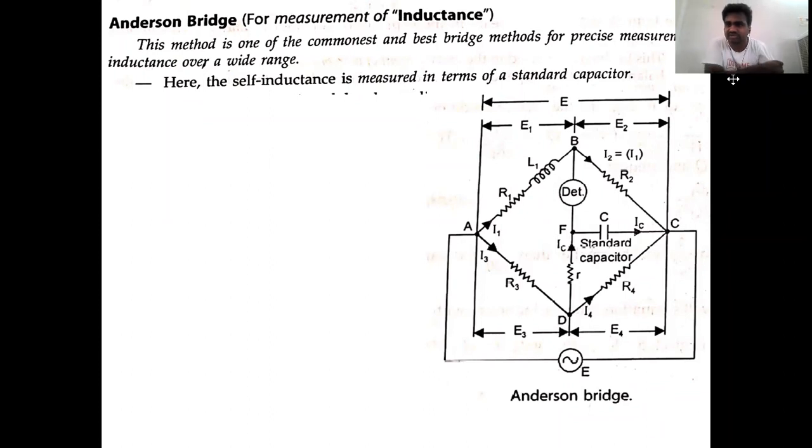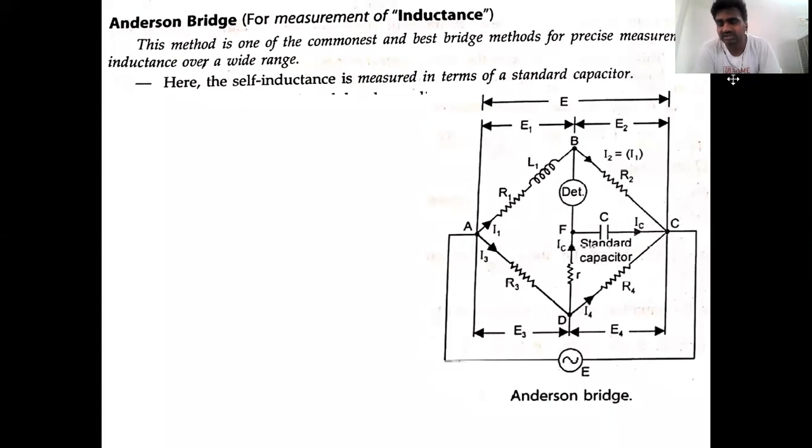There are various types of bridges. So what is the main objective of Anderson's bridge? It is one of the commonest and best bridges. How can we say it is the best? There is a drawback with respect to Maxwell's bridge: Maxwell's bridge can measure the inductance only for low quality factors. Hay's bridge can measure inductance at high quality factors, but here the measurement of inductance can be done over a very wide range in application.